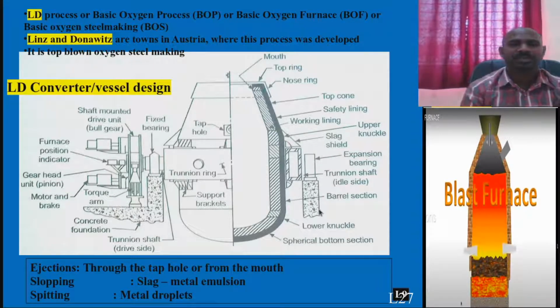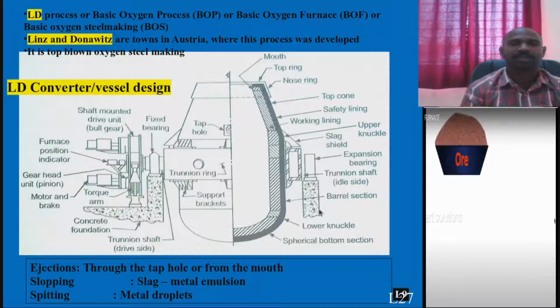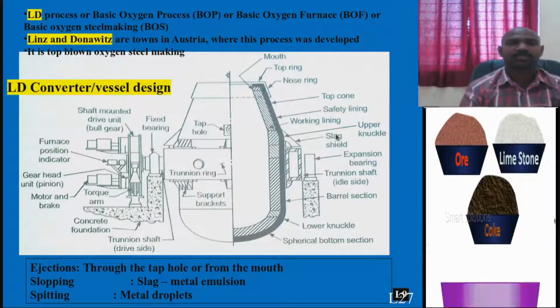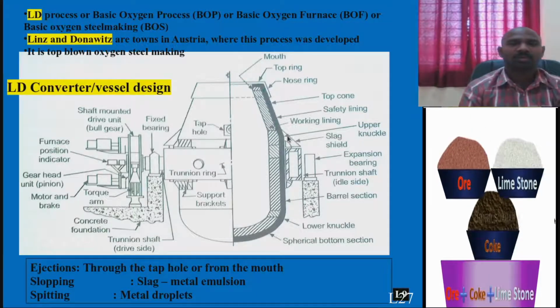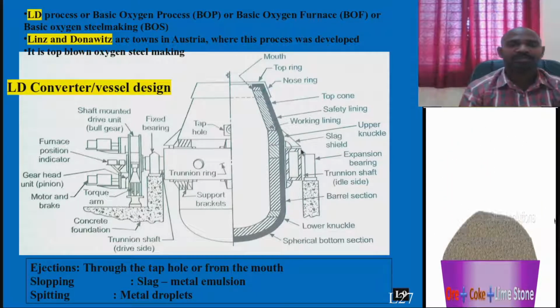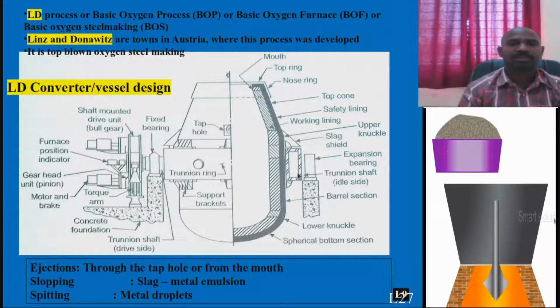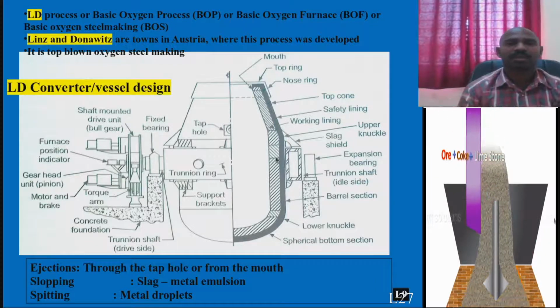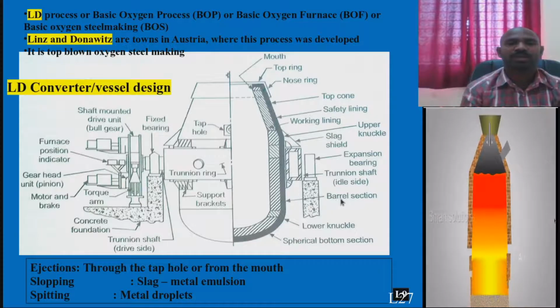I gave you the broad idea about this LD design. Now let me talk about each and everything. This is the slag shield. You can see the slag level up to this stage, and this particular trunnion shaft is fixed. The middle part is like a cylinder, or you can call it the barrel section, in which the reactions occur.